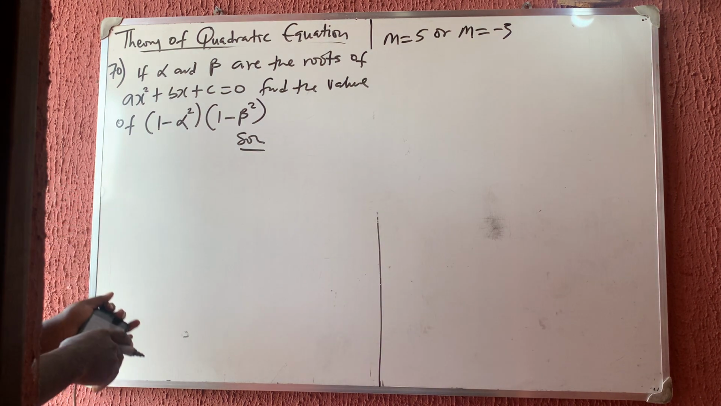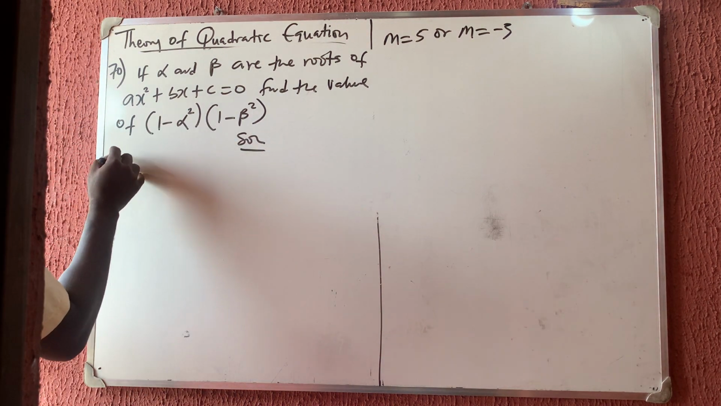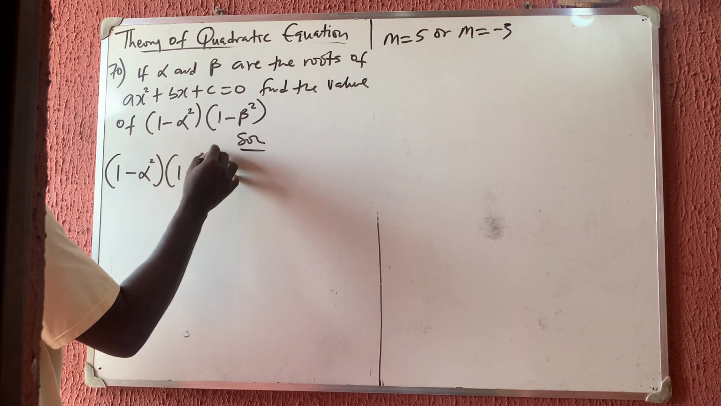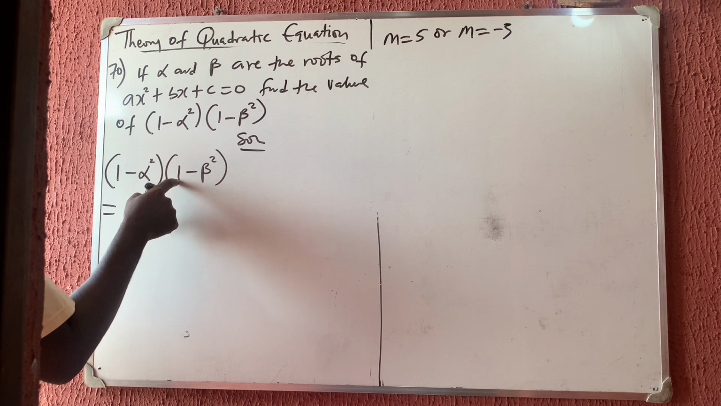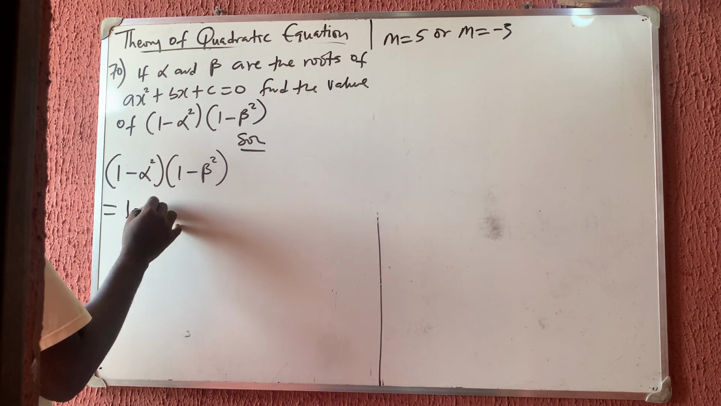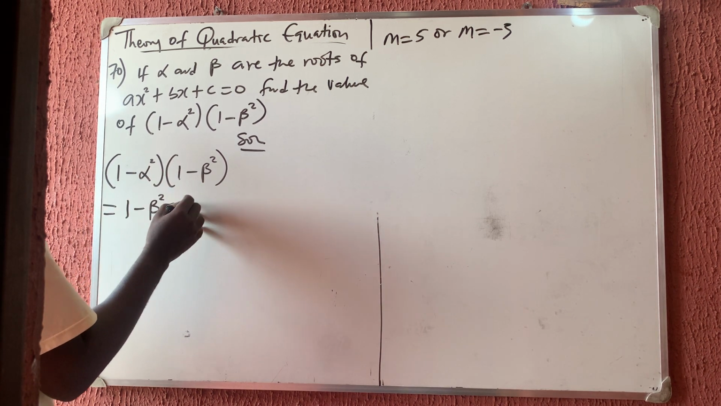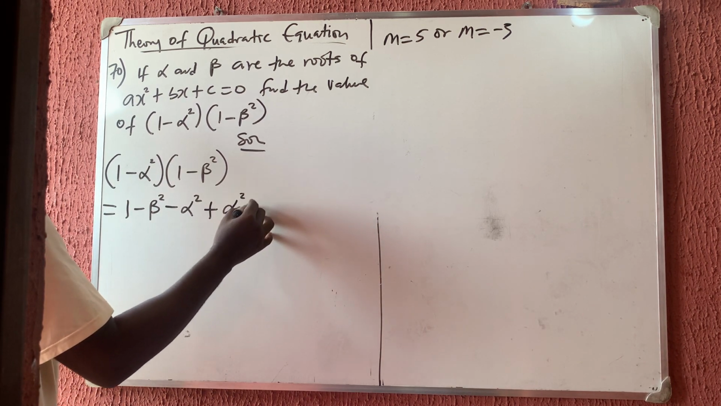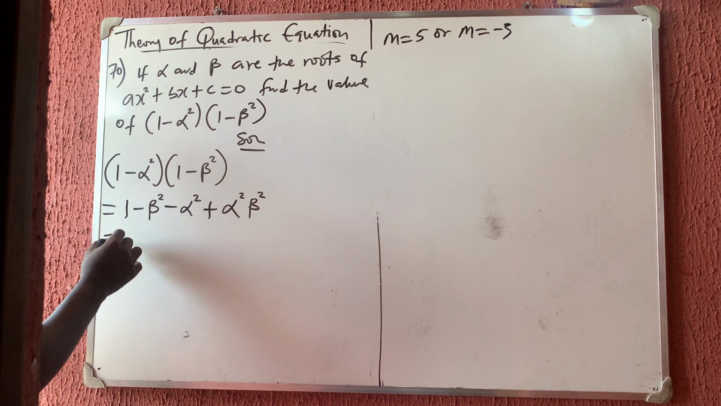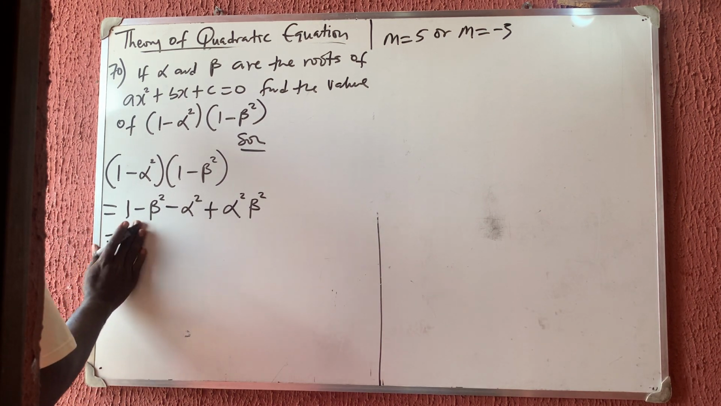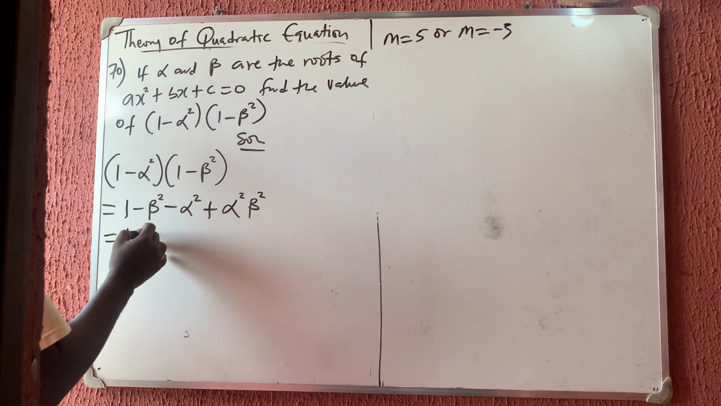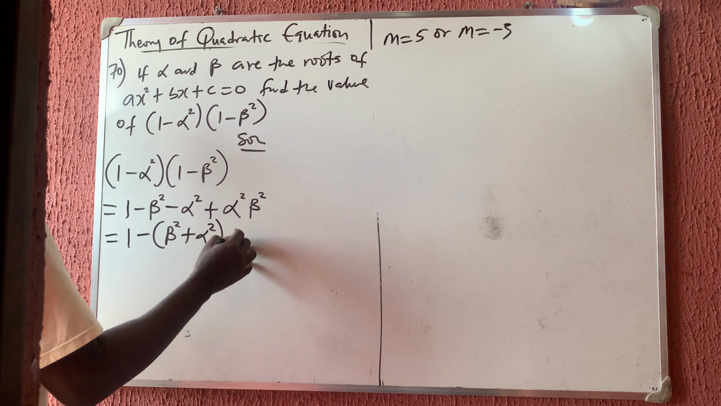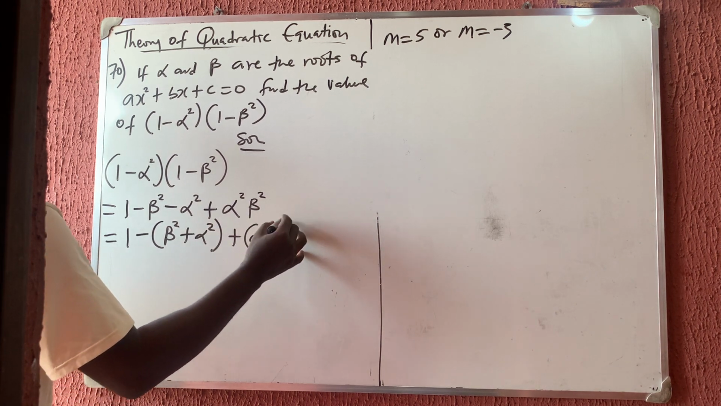Okay, solution. So the first thing we need to do is to evaluate this. So I have 1 minus alpha squared and 1 minus beta squared. So let's open the bracket. 1 times this I have 1. 1 times this I have minus beta squared. Minus this times this I have minus alpha squared. Minus times minus is plus, this times this will give you beta squared alpha squared. So if you arrange it very well, if I factorize, they have minus in common. So I have beta squared plus alpha squared, then plus alpha beta all squared.